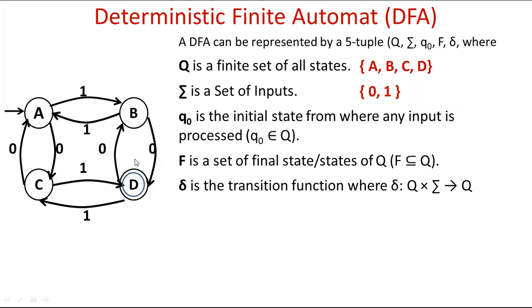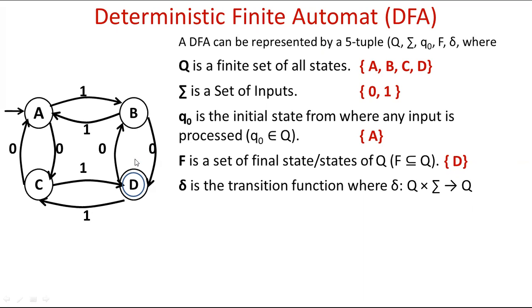Next, Q naught. Q naught is the start state or the initial state. Here our start state is A. Now F is the set of final states. In this case, we have only one final state, so D is the final state. And now coming to delta, delta is a transition function from Q cross sigma to Q.